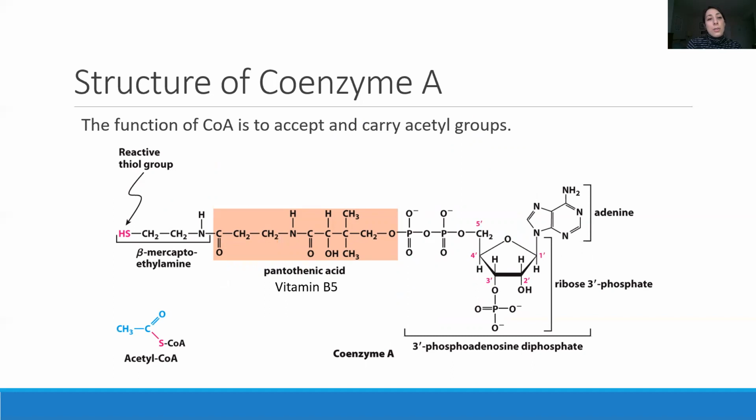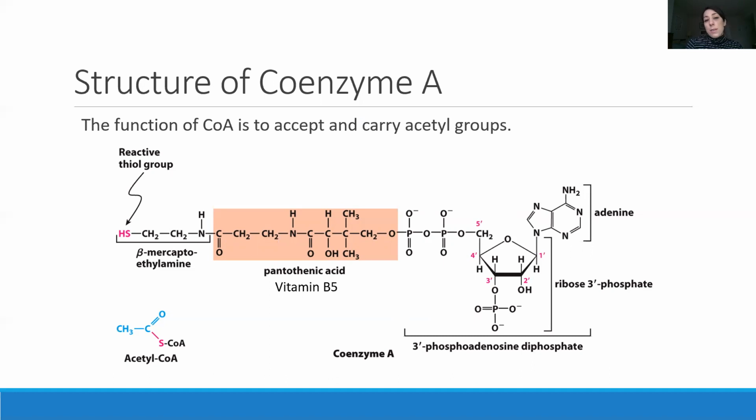So here's a closer look at coenzyme A. Coenzyme A, we abbreviate it as CoA, but it is a very, very large molecule. You can see it has different portions that come from different synthetic areas or nutrients that we take in. A mercaptoethylamine is a portion that is derived from an amino acid.